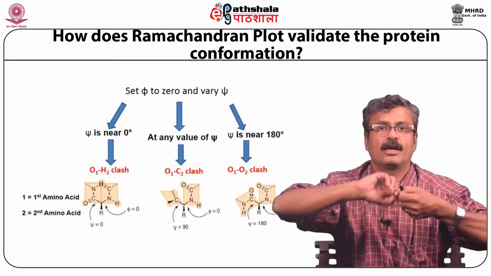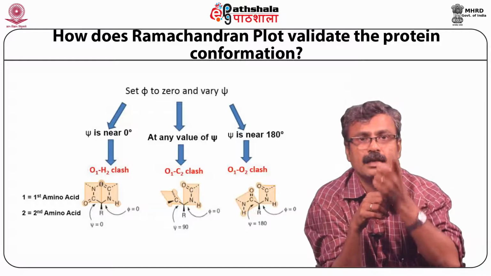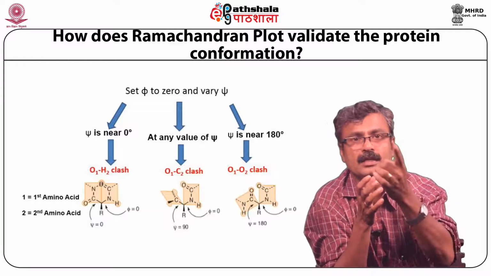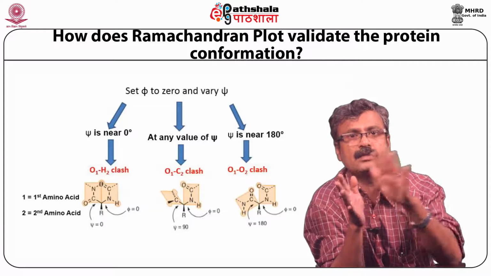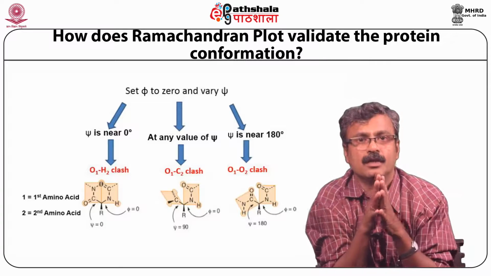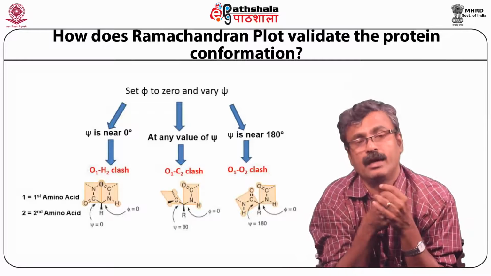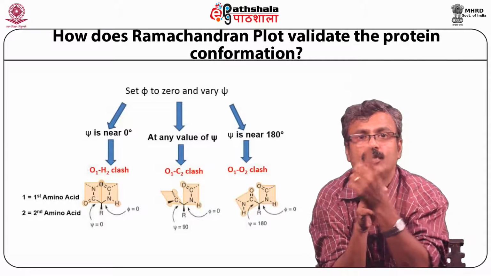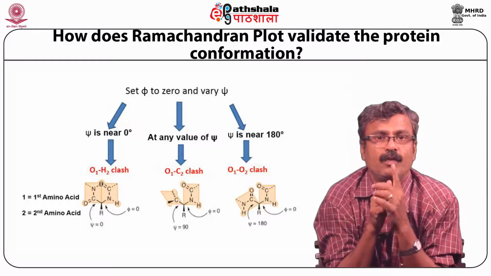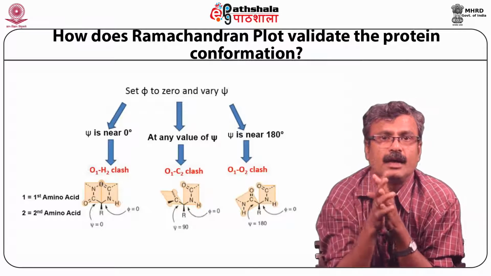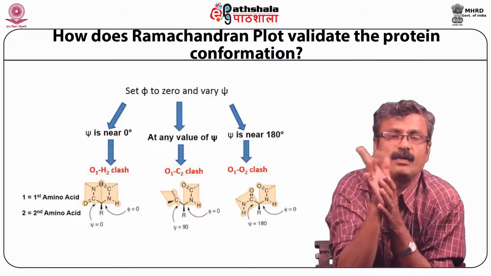be twisted or rotated, because N-C is a single bond, C-C is also a single bond. When there is a single bond, obviously rotation is possible. So the relative orientation of these two peptide units with one another can be explained with these two torsion angles. So phi is N-C alpha and psi is alpha C prime.